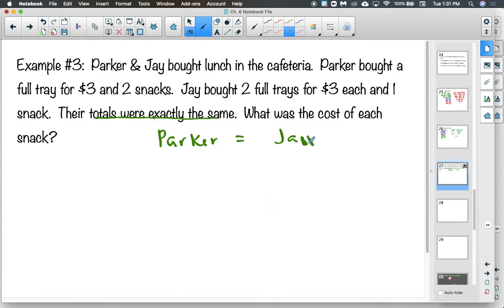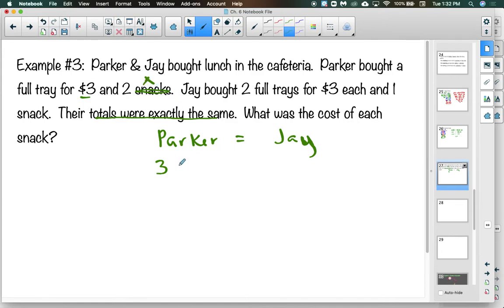Now, what I want to do is I want to take Parker's amount and write it as an algebraic expression. So let's see what Parker bought. He bought a full tray for $3, so a $3 tray of food, and he bought 2 snacks. Well, 2 snacks. Snacks is my unknown, so I'm going to use a variable, x.